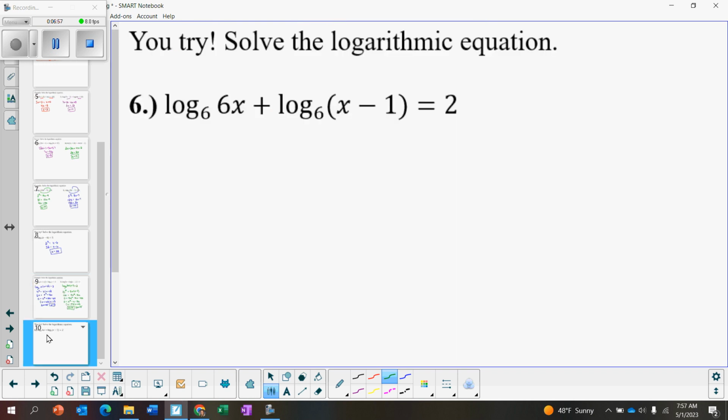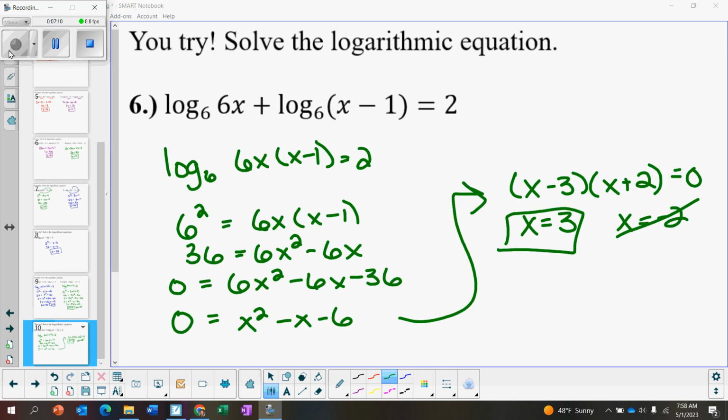So you go ahead and try the last problem. Pause. When you're ready to see the answer, hit play. So for our last problem, we end up with log base 6 of 6x times x minus 1 equals 2. So 6 squared is equal to that 6x times x minus 1. We end up with a quadratic of x squared minus x minus 6 equals 0. And we get a solution of x equals 3 with an extraneous solution of x equals negative 2. And that is the rest of solving exponential and logarithmic equations.